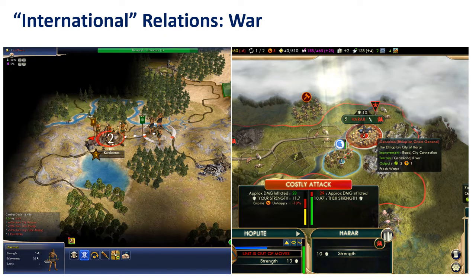And of course, war is an important form of interaction between civilizations in the game. Each unit has a strength value, higher numbers reflecting a militarily stronger or more deadly unit. Combat occurs when the player selects one of their military units and directs it to enter an adjacent space occupied by an enemy military unit.